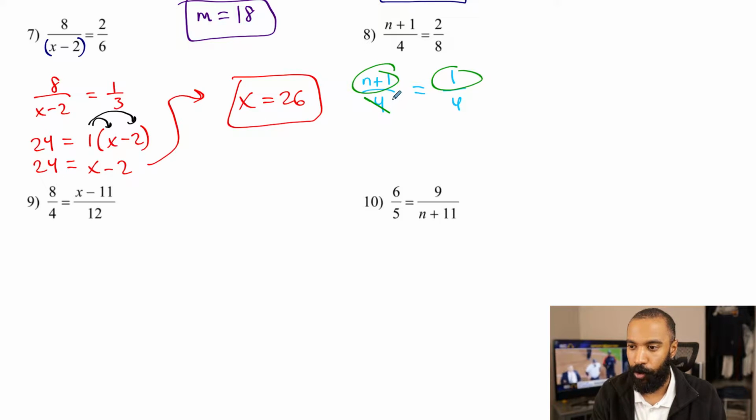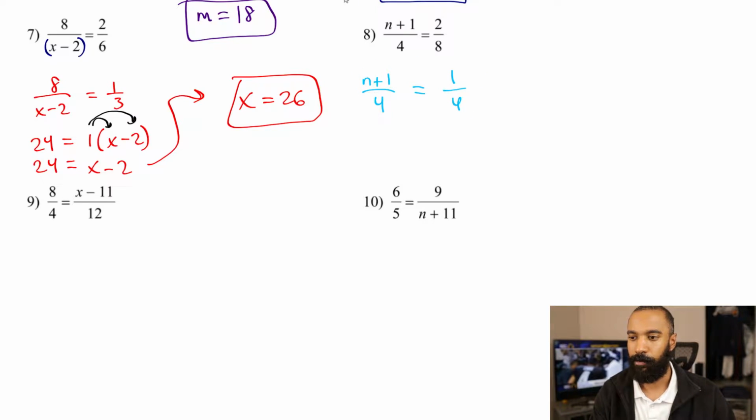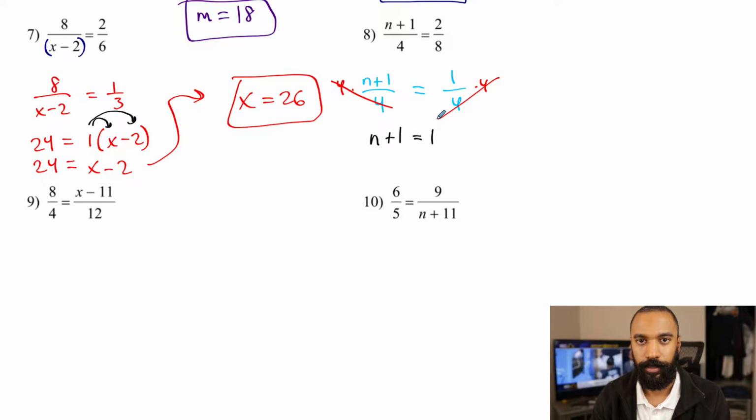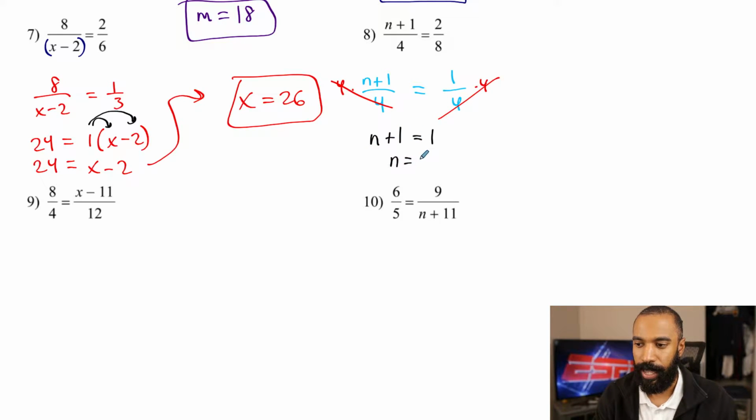Now, I kind of did that before when I turned these into 1s. Dividing by 1 means it's just that thing on top. Or I can multiply both sides by 4 like this, and then the 4's go away right there. No matter what you do, I'm going to avoid cross multiplication, and I'm just going to get straight into n plus 1 equals 1. And subtract 1 from both sides, you get n equals 0.